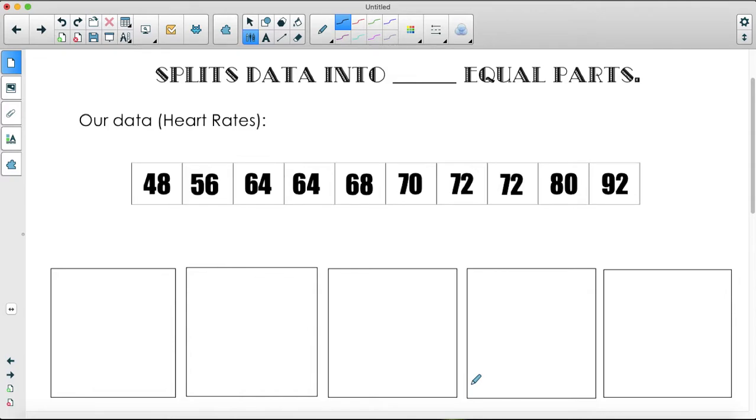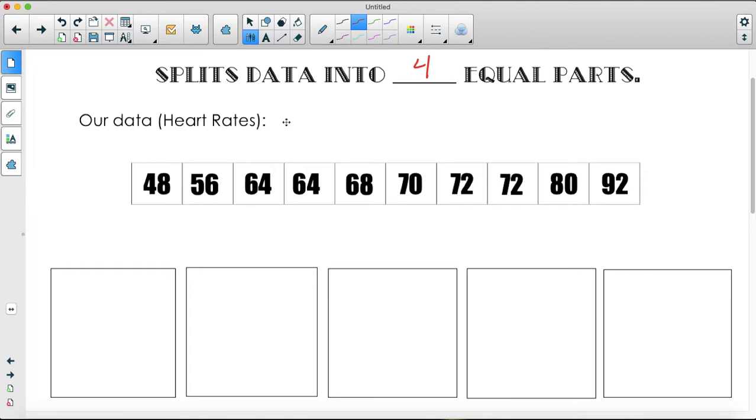This video is on descriptive statistics. We're going to look at the 5-number summary. The 5-number summary actually splits our data into 4 equal parts. So we're going to look at some data, which are heart rates.